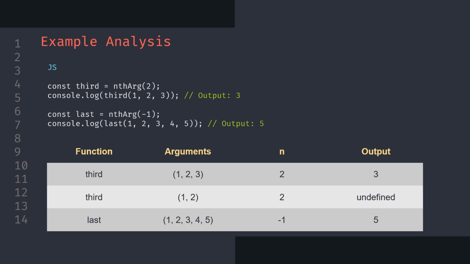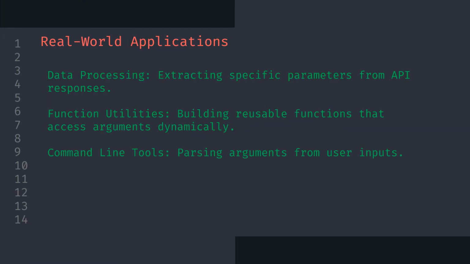Here are some test cases. The third function retrieves the third argument, while the last function retrieves the last argument using a negative order index. This function is useful in data processing, function utilities, and command line applications where dynamic argument retrieval is needed.